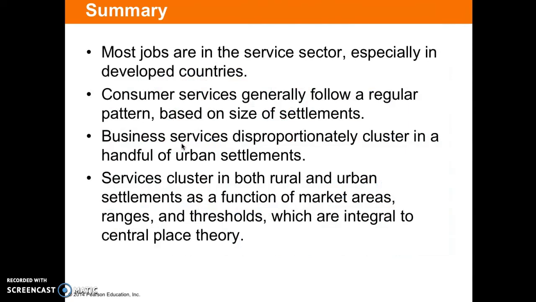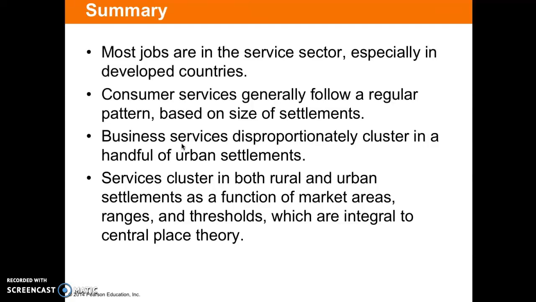So in summary of this chapter, most jobs are in the service sector, especially in developed countries. Having the majority of your jobs being in primary or secondary economic sectors is a hallmark of being a developing country. Consumer services follow a regular pattern based on the size of settlements. Smaller settlements have fewer consumer services, and ones that fulfill more basic daily needs. Business services are disproportionately clustered in a handful of urban settlements.